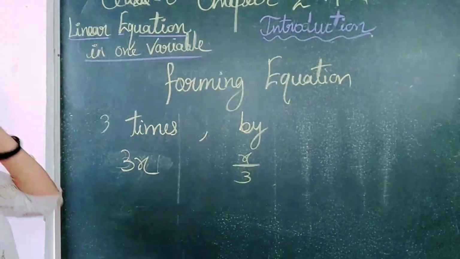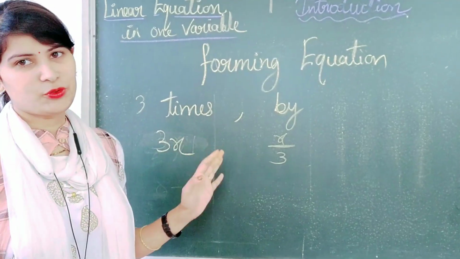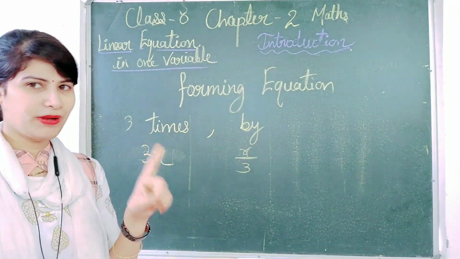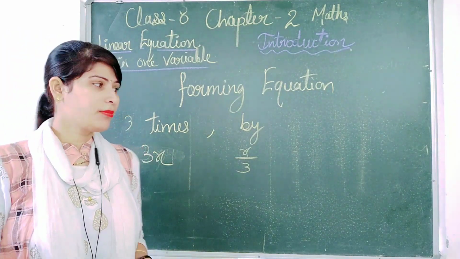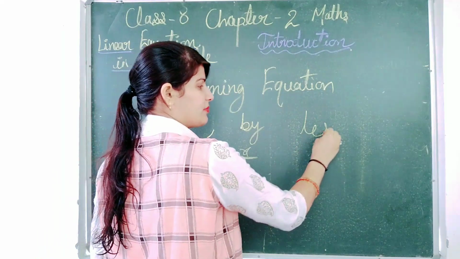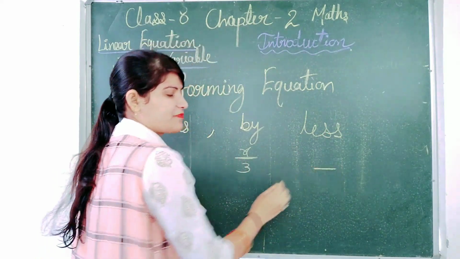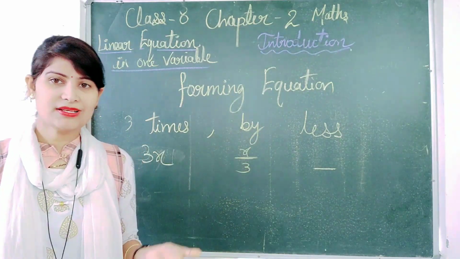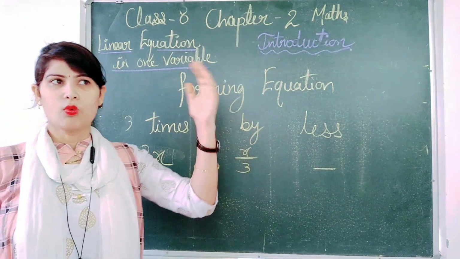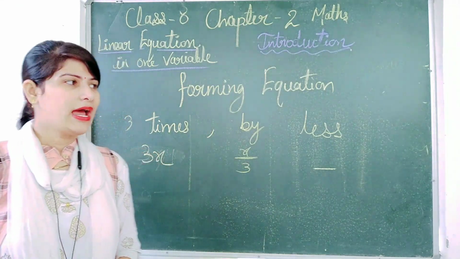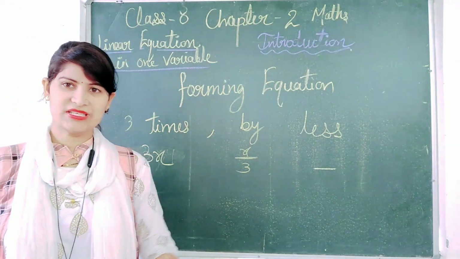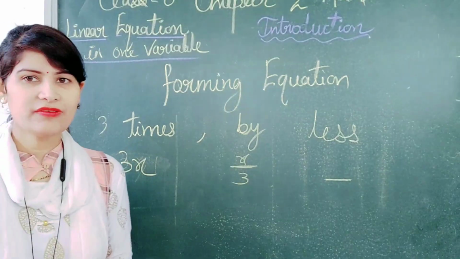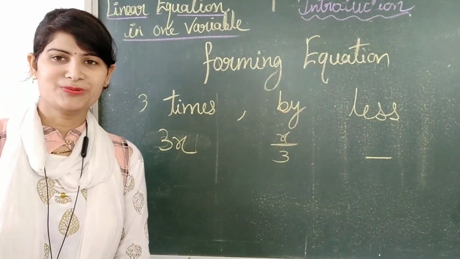So remember these points. First, I told you about the sum of two numbers, so plus. If there is less than the number, less means minus. Less means minus, more means plus, times means multiplication, one third means 1 upon 3, twice means 2, thrice means 3. So now the concept is very clear. When you solve word problems, it will help you.